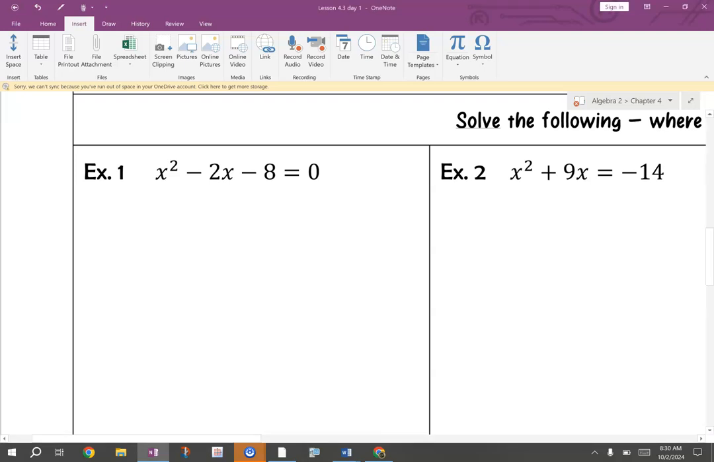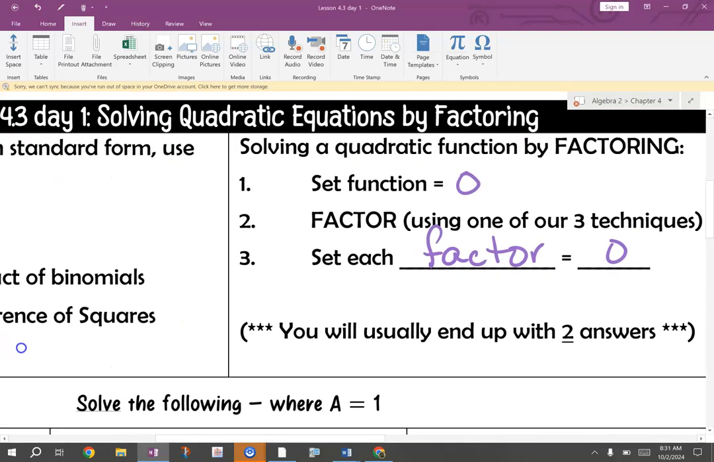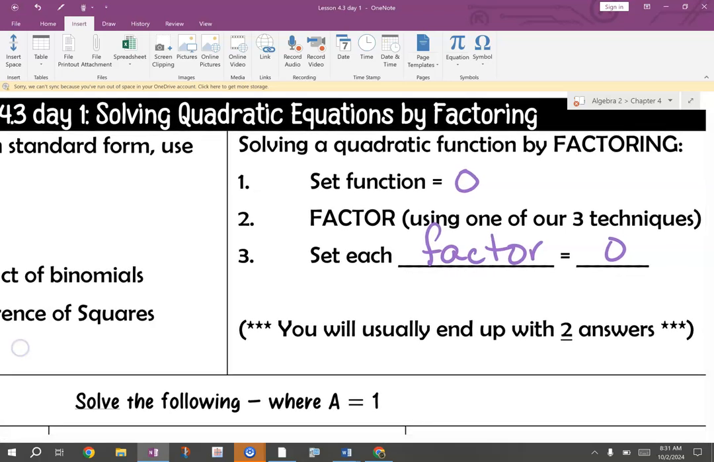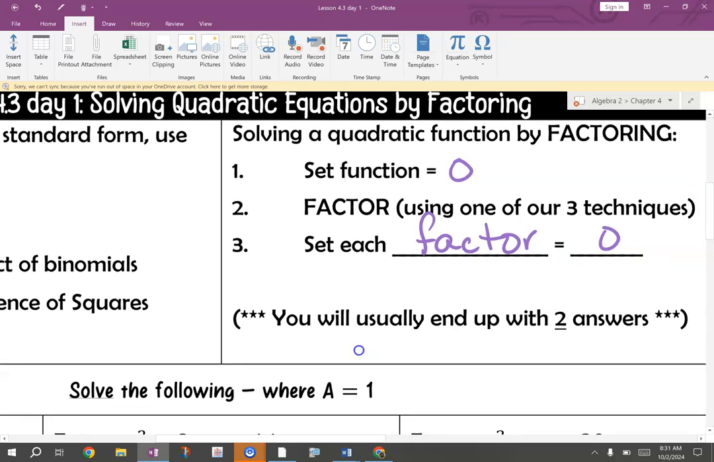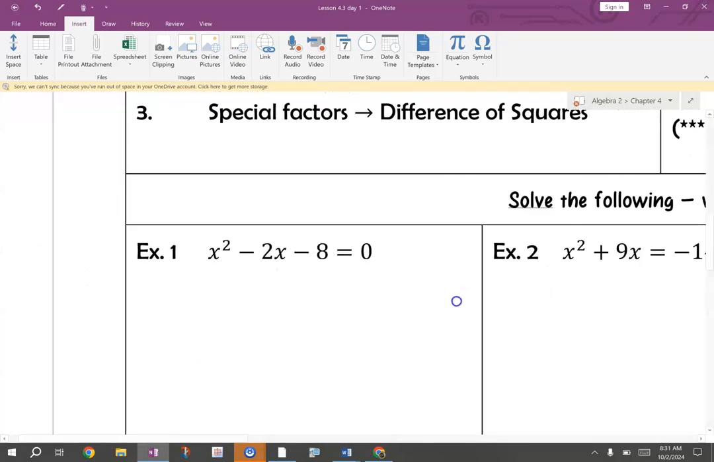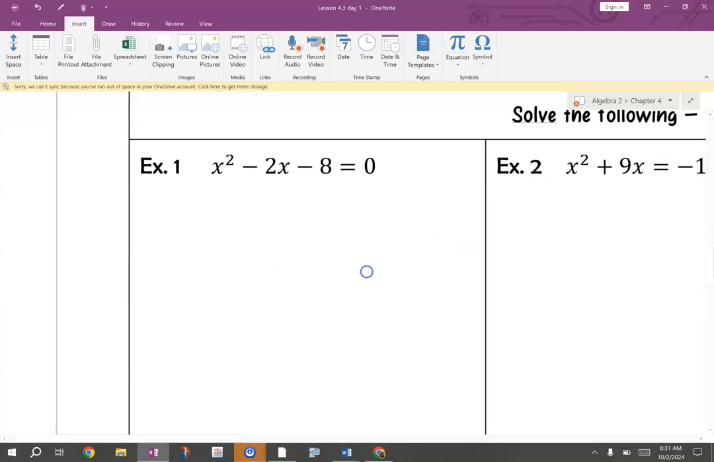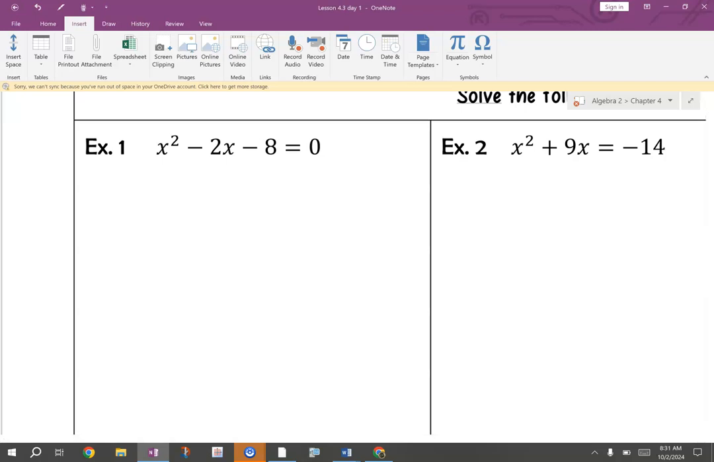Very first thing you have to do, according to this box right here, is set your function equal to 0. Guys, we had to do that with graphing too, right? So that's not any different from what you've been doing for the last few days. Then you'll factor using one of the 3 techniques, but today we're only going to focus on trinomials. And then after you factor it, you're going to set both of your factors equal to 0 and solve. And then those are your solutions. Okay, so let's get started.